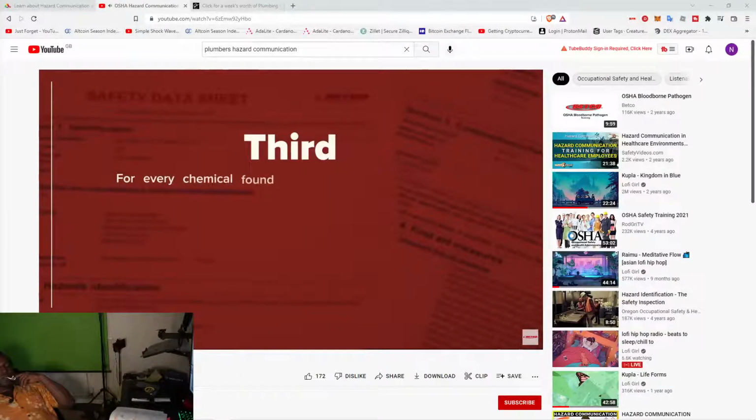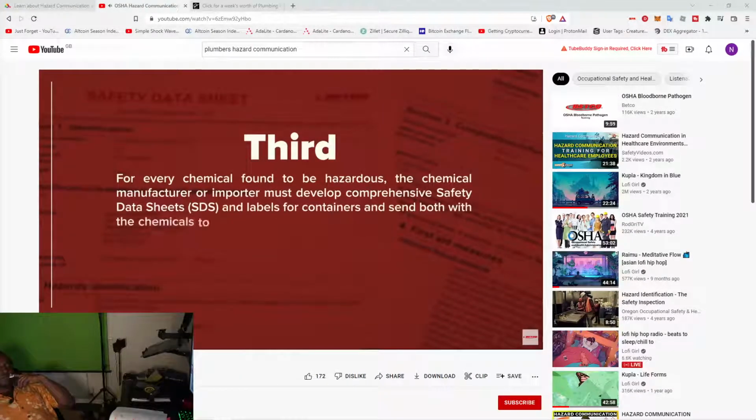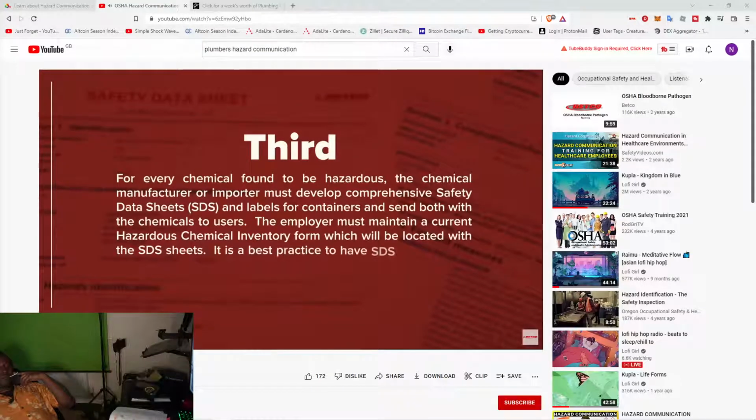Third, for every chemical found to be hazardous, the chemical manufacturer or importer must develop comprehensive safety data sheets, SDS, and labels for containers, and send both with the chemicals to users. The employer must maintain a current hazardous chemical inventory form, which will be located with the SDS sheets. It is a best practice to have SDS sheets for all chemicals located and used in the facility.